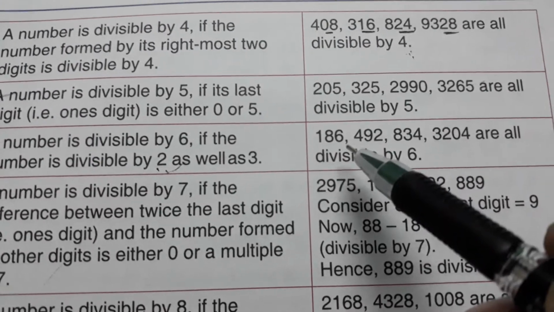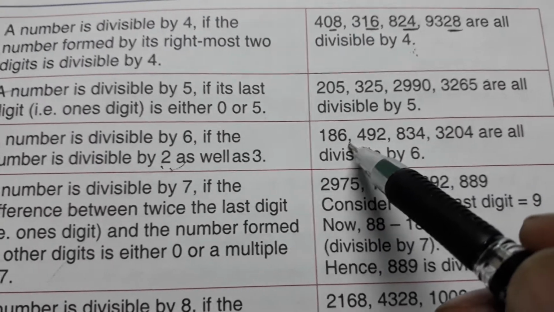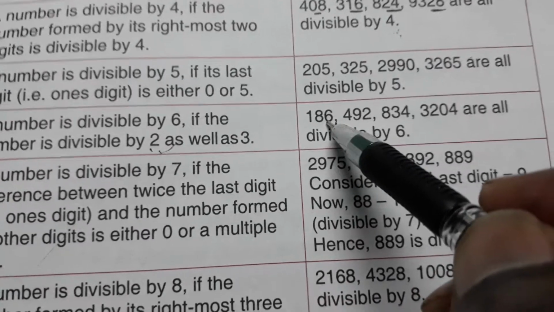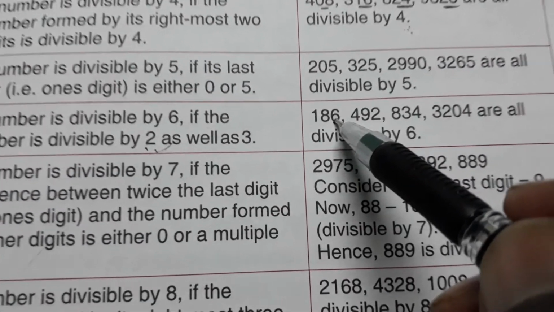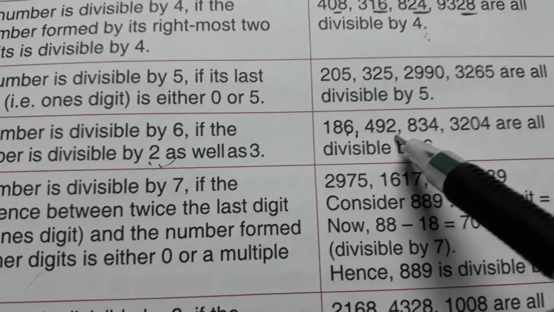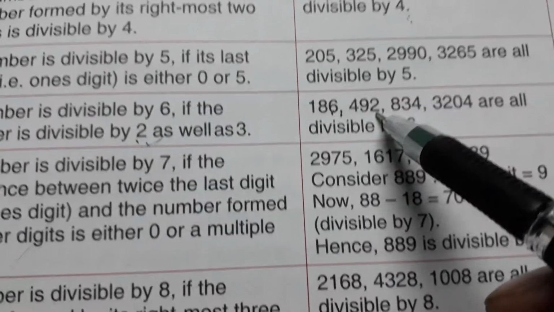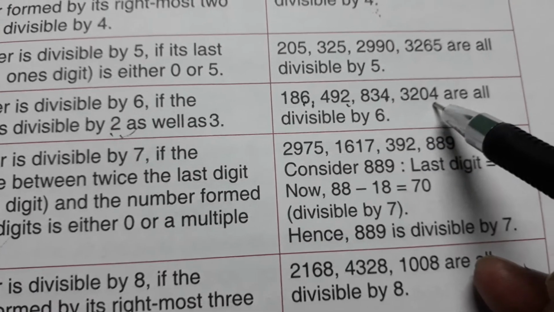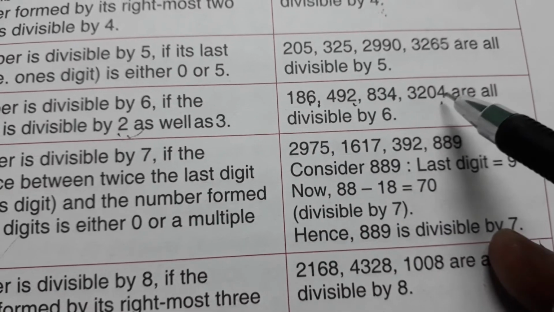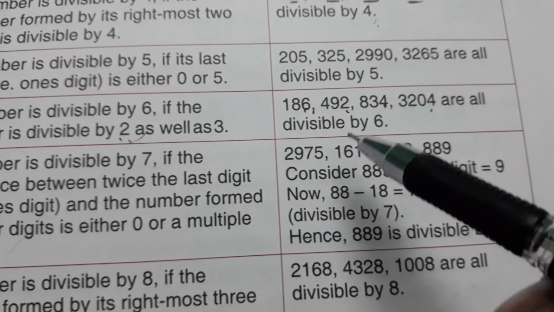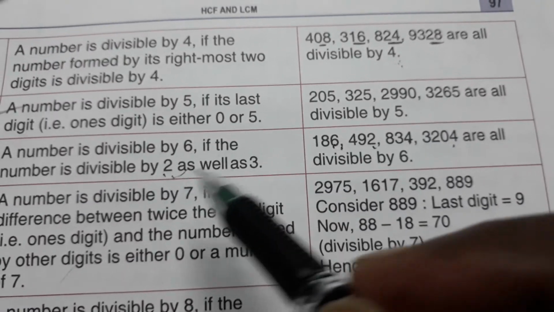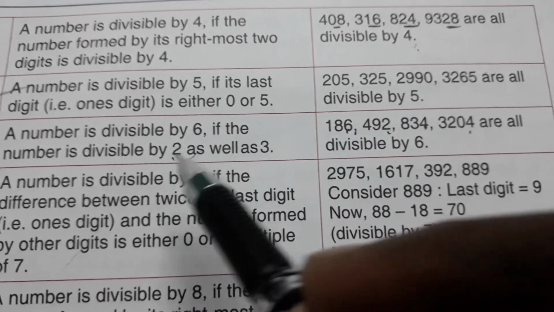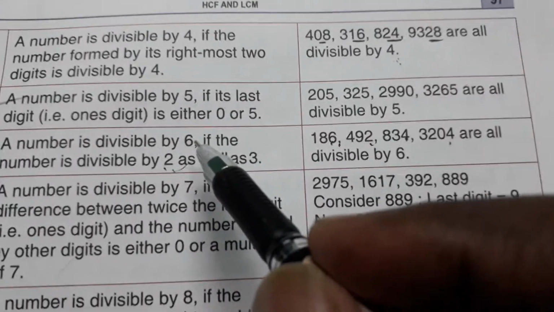Can you say whether these numbers are divisible by 2 or not? Yes, it is divisible by 2. 186, is it divisible by 2? Yes. Why? Its last digit is an even number. 492, is it divisible by 2? Yes. These numbers all have an even last digit. Now only 2 is not enough. 3 must also be possible. Both must be possible, then only it is divisible by 6.